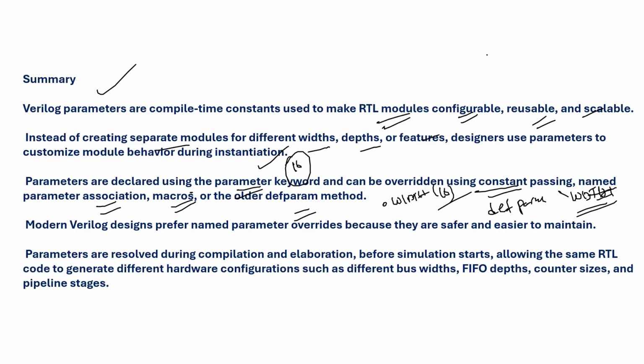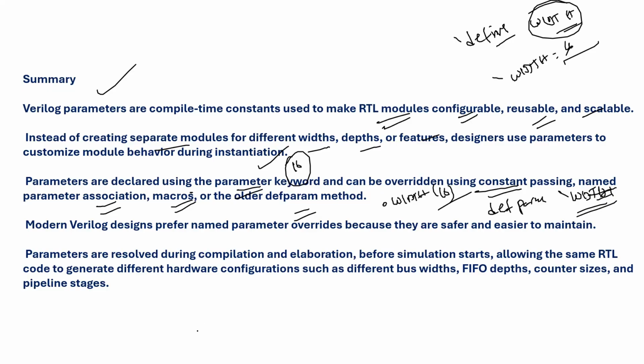Okay, macros also we are utilizing, `define. So `define we are utilizing for that width. Okay, this width will be assigned everywhere. Tick width is equal to some 16, all these things we are considering. Okay, that is the defparam, and then macros and name based parameters.